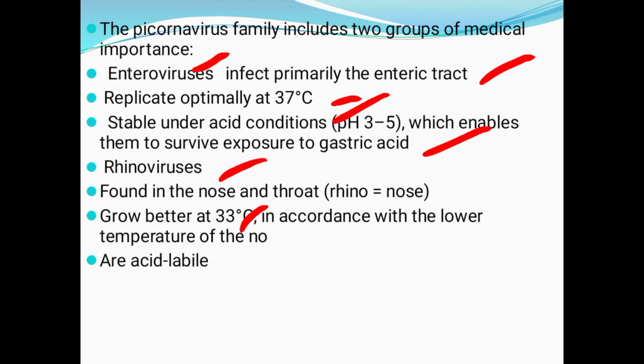The nose is at 33 degrees centigrade, so they grow better at 33 degrees centigrade, and they are acid labile. Due to these two reasons, they do not tolerate 37 degrees centigrade and do not show resistance to acidity, therefore they cause infection only in the throat and the nose, and they cannot infect the regions lower than the throat.